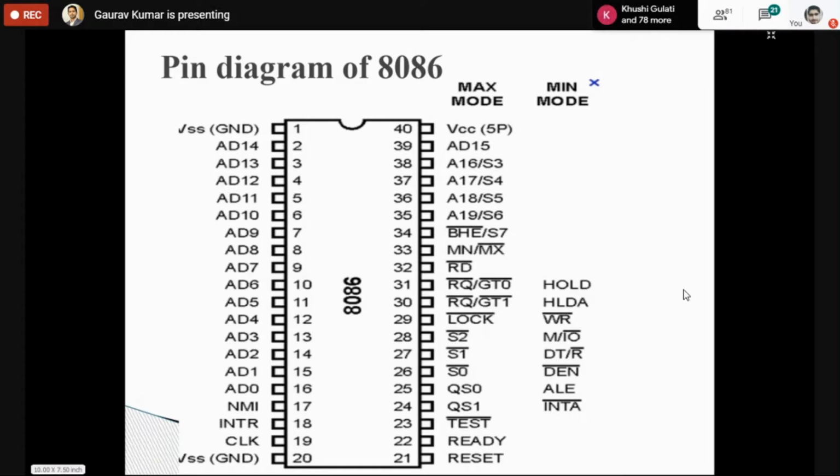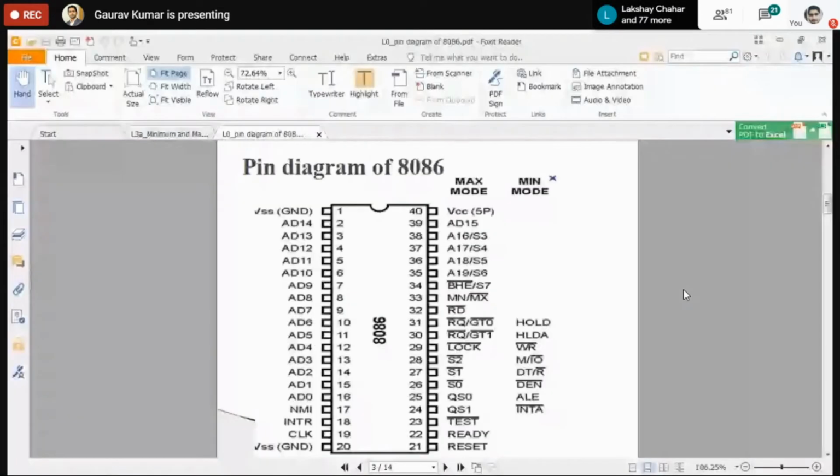So you have used a separate dedicated IC, that was 8288, in the system for generating and handling all the control signals. So you have connected S0, S1, and S2 of each processor with that control signal generating IC. Let me show you that diagram which we have discussed yesterday.